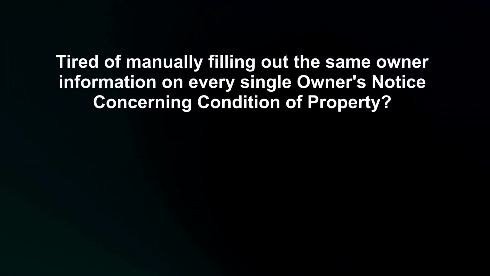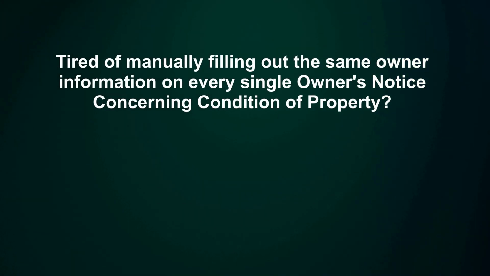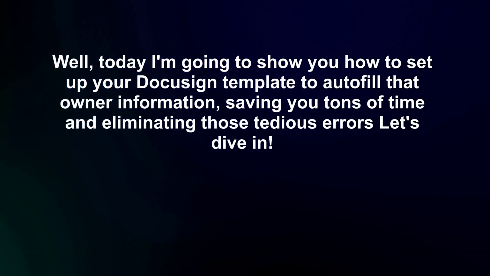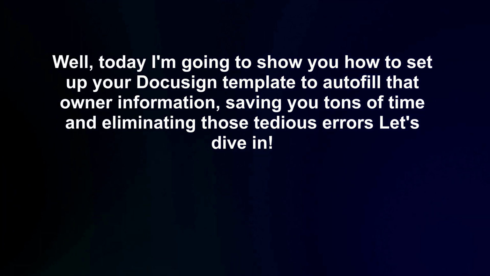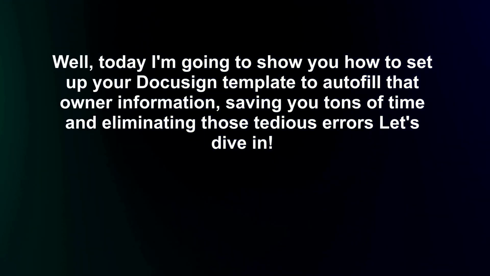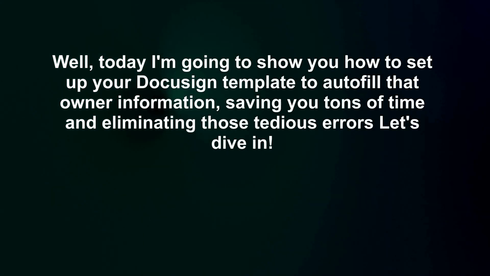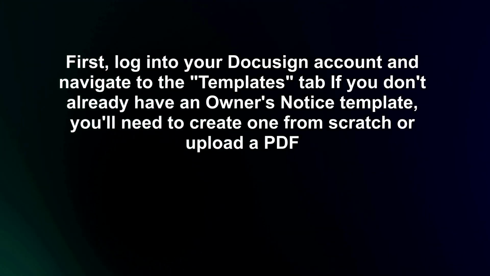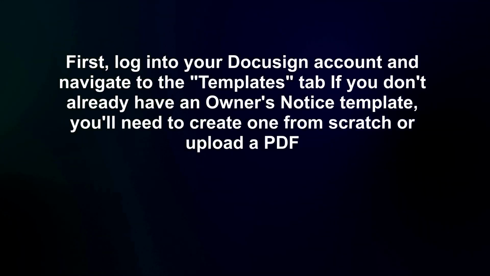Tired of manually filling out the same owner information on every single owner's notice concerning condition of property? Well, today I'm going to show you how to set up your Docusign template to autofill that owner information, saving you tons of time and eliminating those tedious errors. Let's dive in. First, log into your Docusign account and navigate to the Templates tab.